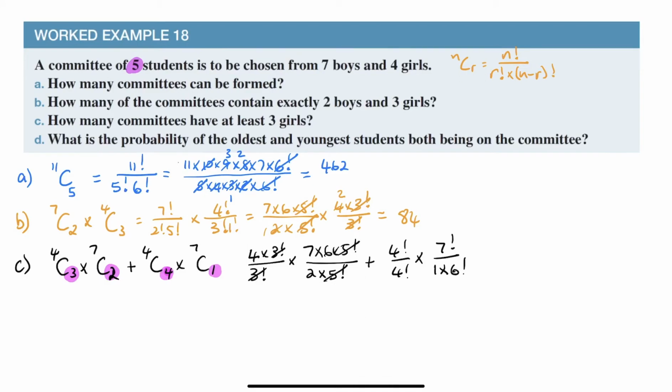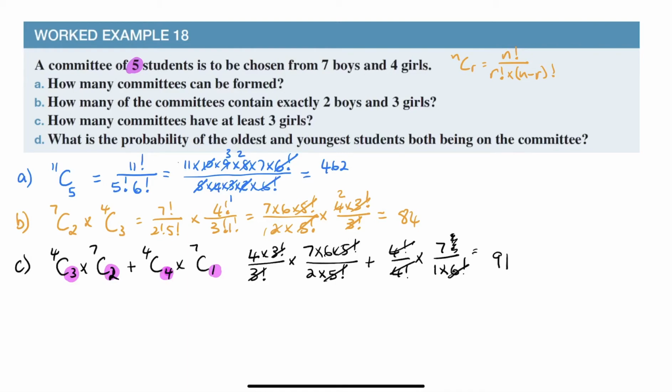Now I've written too big. Okay, this equals, this 6 factorial cancels with 6 factorial here. I'm left with 7. This cancels, and that is what I have. I have 7 times 6 times 4, which gives us 4 times 7 times 6, which is 84. 84 plus 7 equals 91. So the total is 91. So there's 91 committees that will have at least 3 goals.